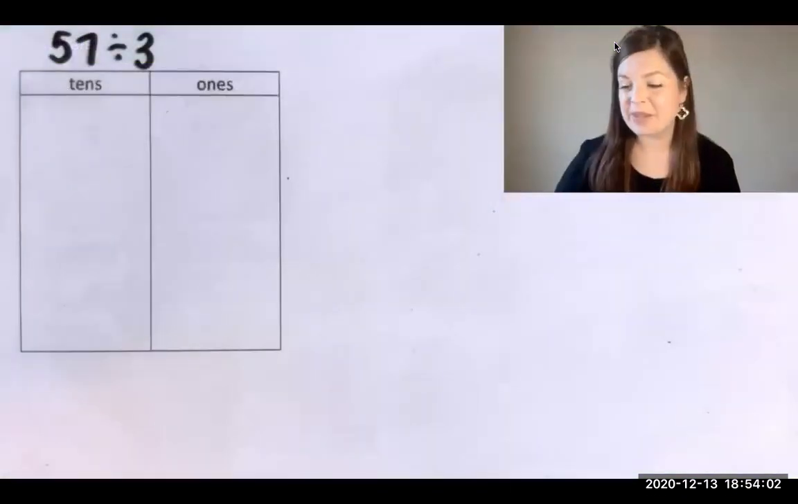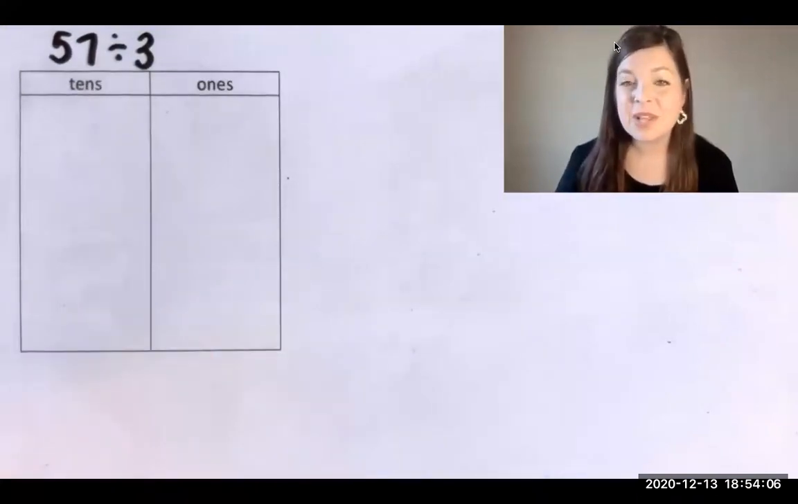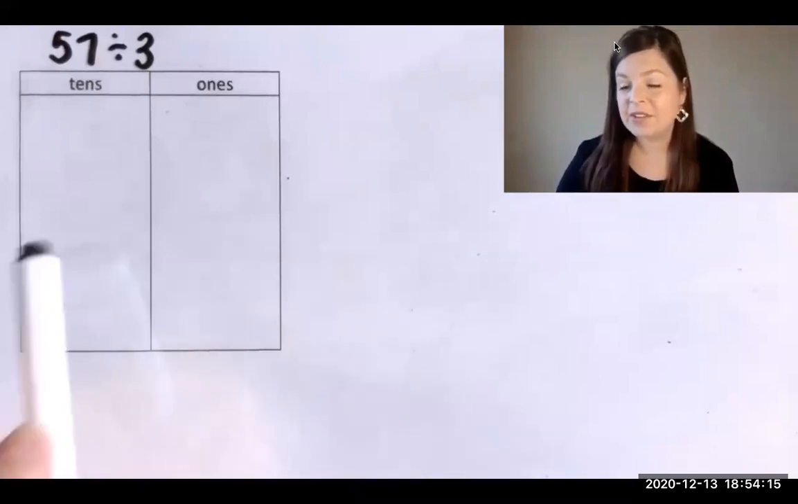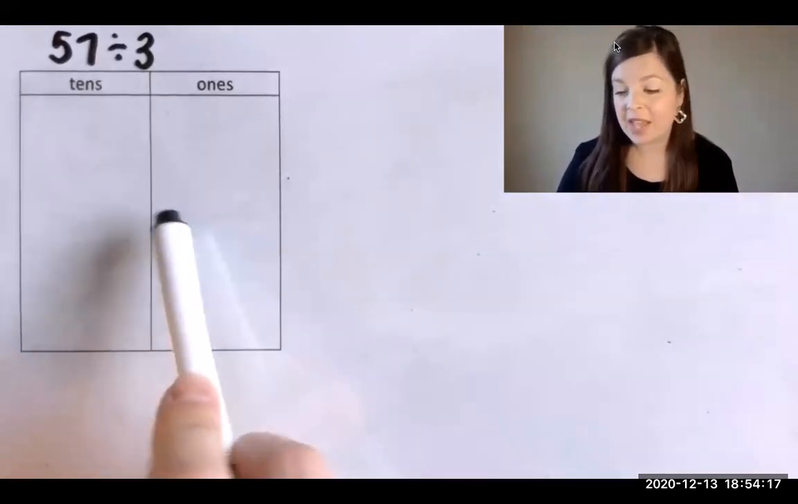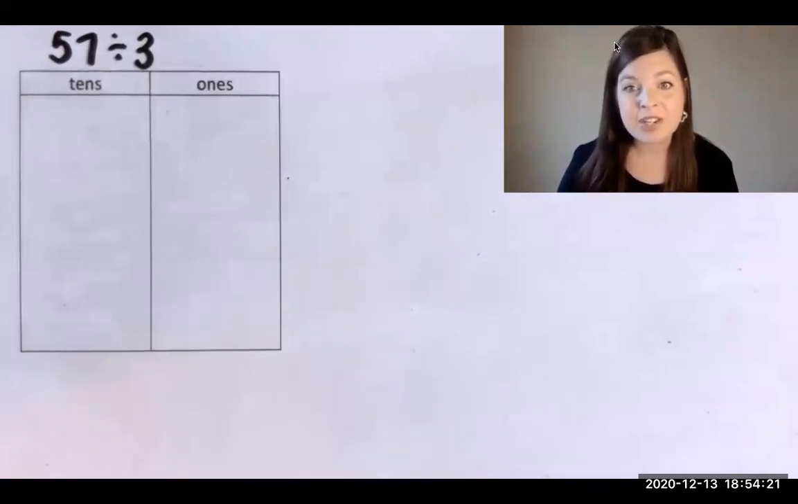Read the expression with me. 57 divided by 3. So let's divide 57 into 3 equal groups. Pause the video and use place value discs to represent 57 on your place value chart, and make space for 3 groups below. Then set up the division to get ready for long division, and then come on back and we'll work on solving the problem together.